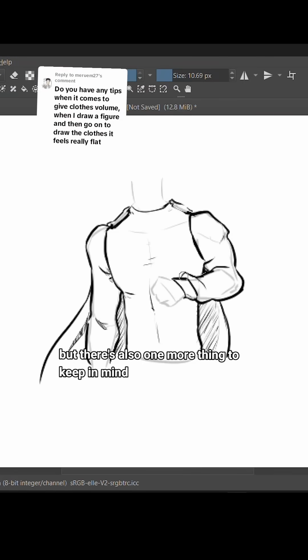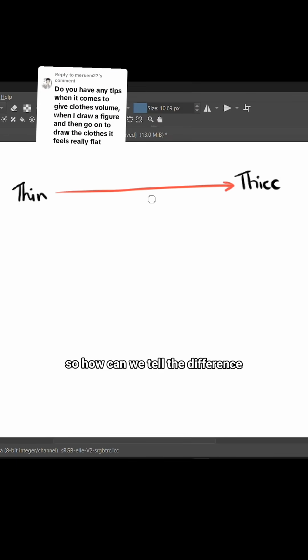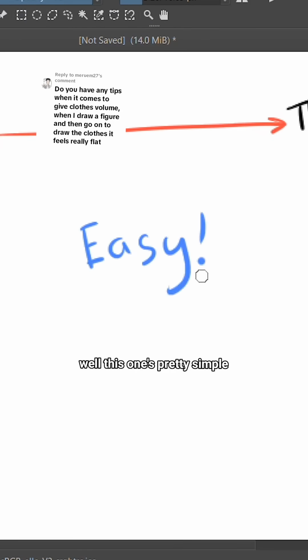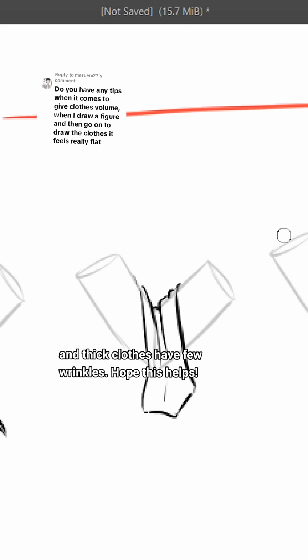But there's also one more thing to keep in mind. You see, clothes, they have thicknesses. So how can we tell the difference? Well, this one's pretty simple. Thin clothes have a lot of wrinkles and thick clothes have few wrinkles.